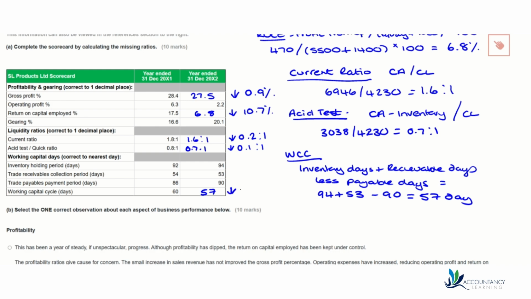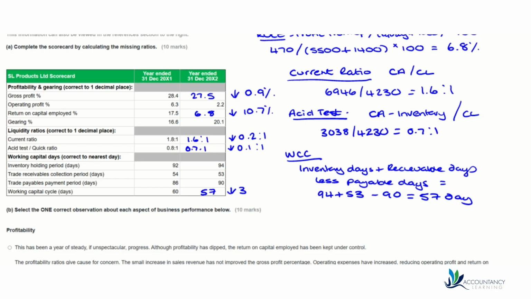So this is decreased by 3 days. And when the working capital cycle in days reduces, this is a good thing as it generally signifies an improvement in the company's operational efficiencies and cash flow management.